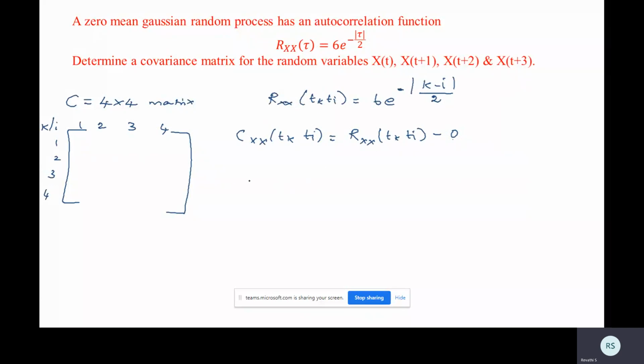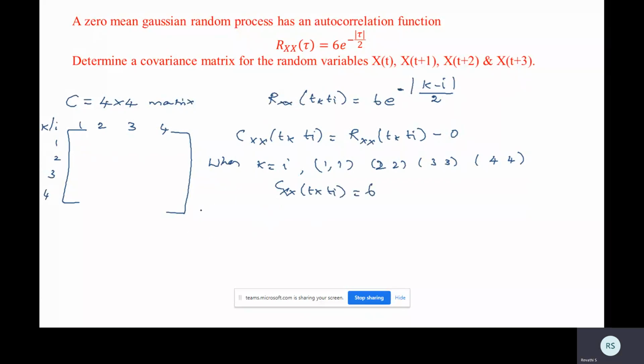Now you want to write for the 4 time instances. So what are all the time differences you can take when k equal to i? When k equal to i, both are 1, 1, both are 2, 2, 3, 3, 4, 4. These are all the instances where k is equal to i. So what is the answer we are having when k equal to i? We have k minus i is 0. So 6 e power 0 equals 6. So Cxx of tk comma ti equals 6.